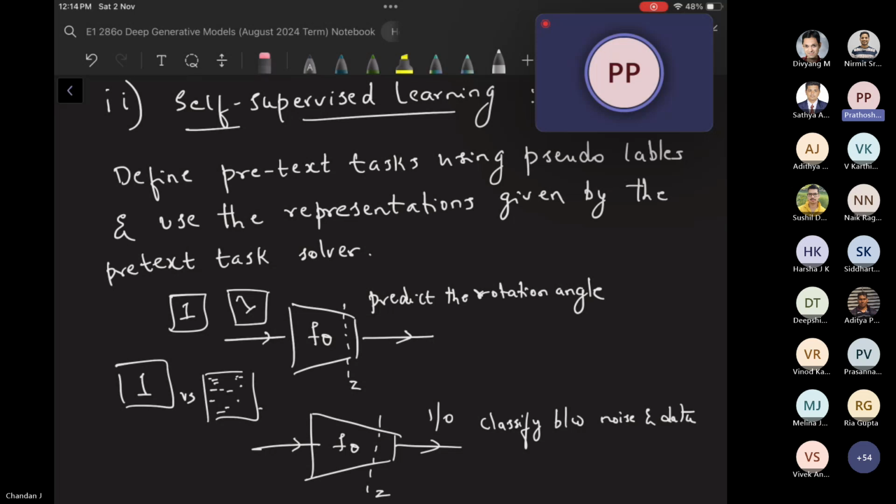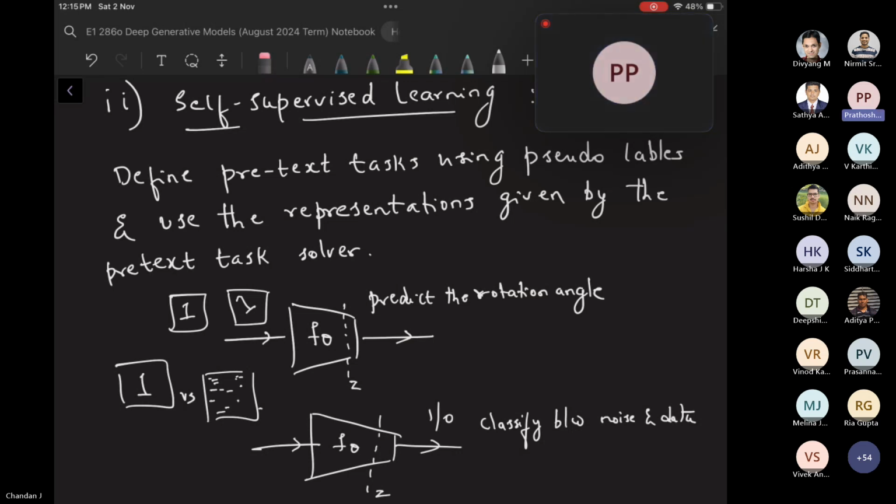So the question is, two things. One, why should this work? Why should solving these kinds of pretext tasks give you good representations of the data? That is the first question we will be asking. The second question is, what are the ways to define some of these pretext tasks, self-supervised tasks, so that they give you a very good representation? We'll answer both of these questions in the next class.